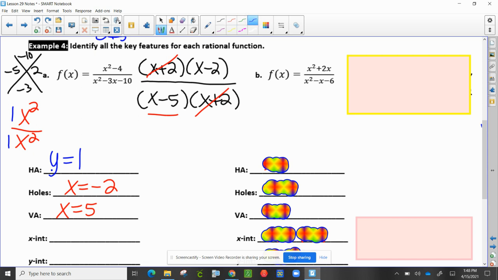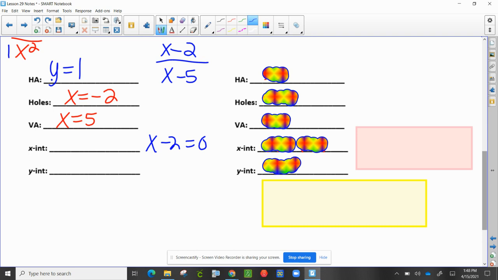Okay, our x-intercepts. Let me rewrite this maybe as a simplified version: x minus 2 over x minus 5. To find the x-intercept, we take our numerator and set it equal to 0. So that should solve out pretty quick. If x minus 2 is equal to 0, x would be 2. So our x-intercept is at (2, 0).